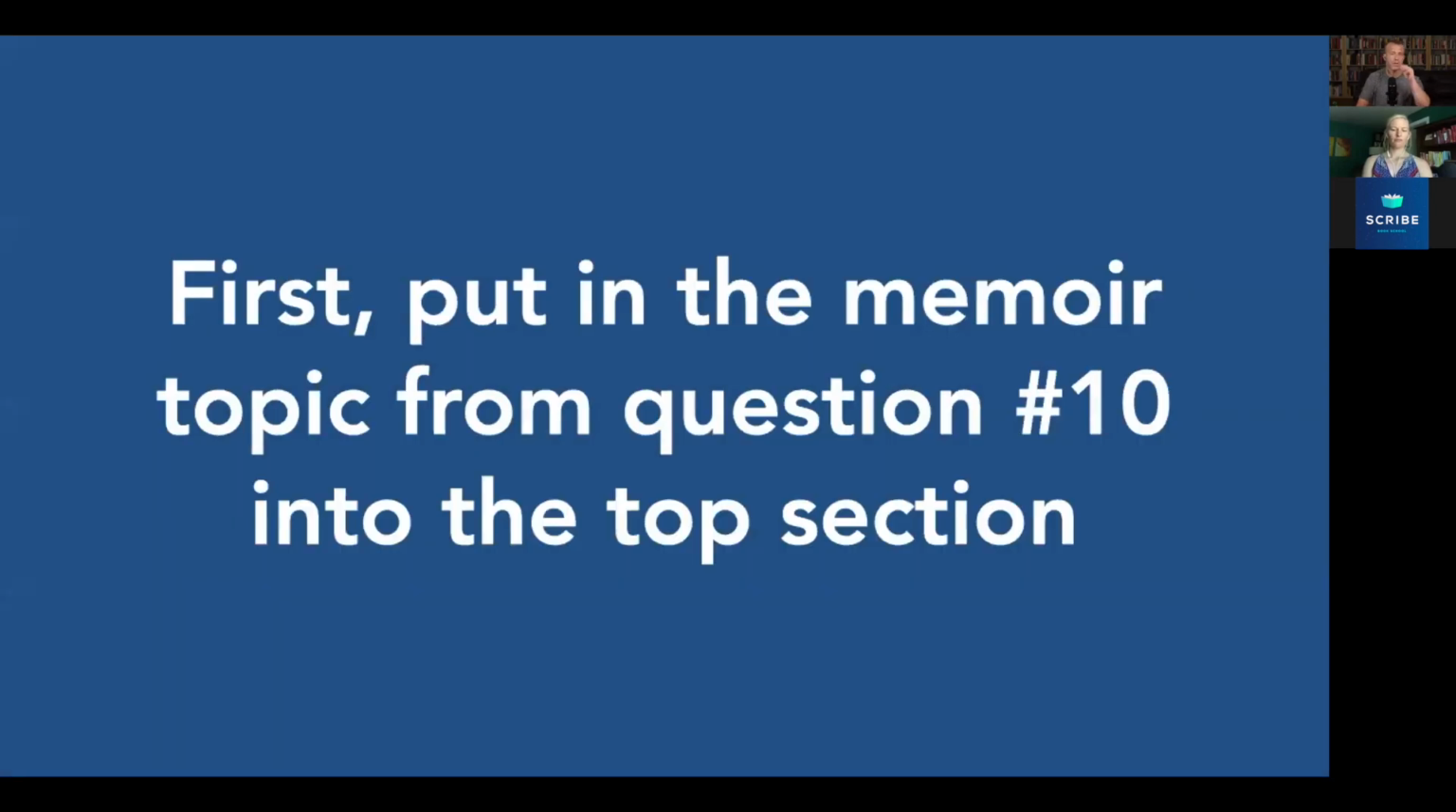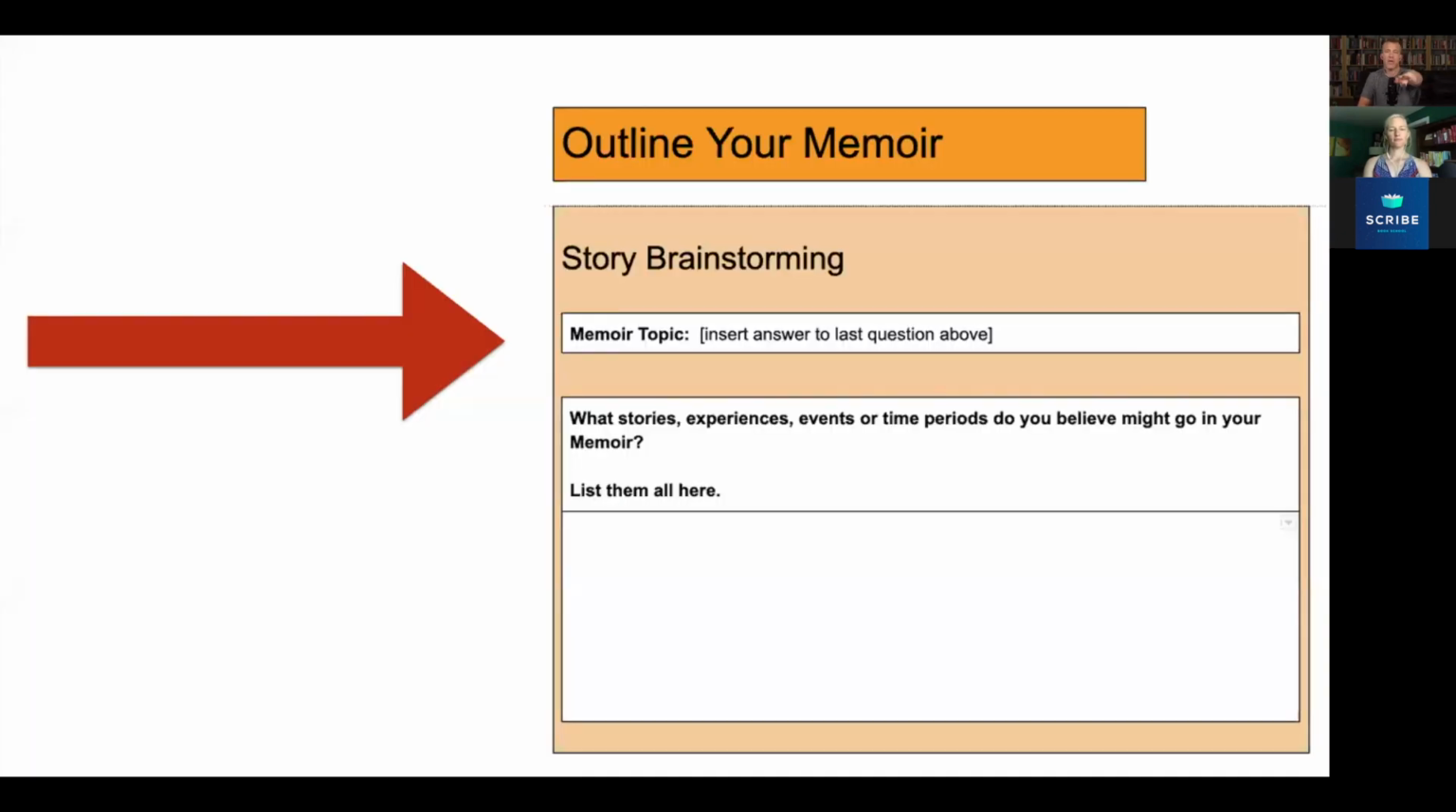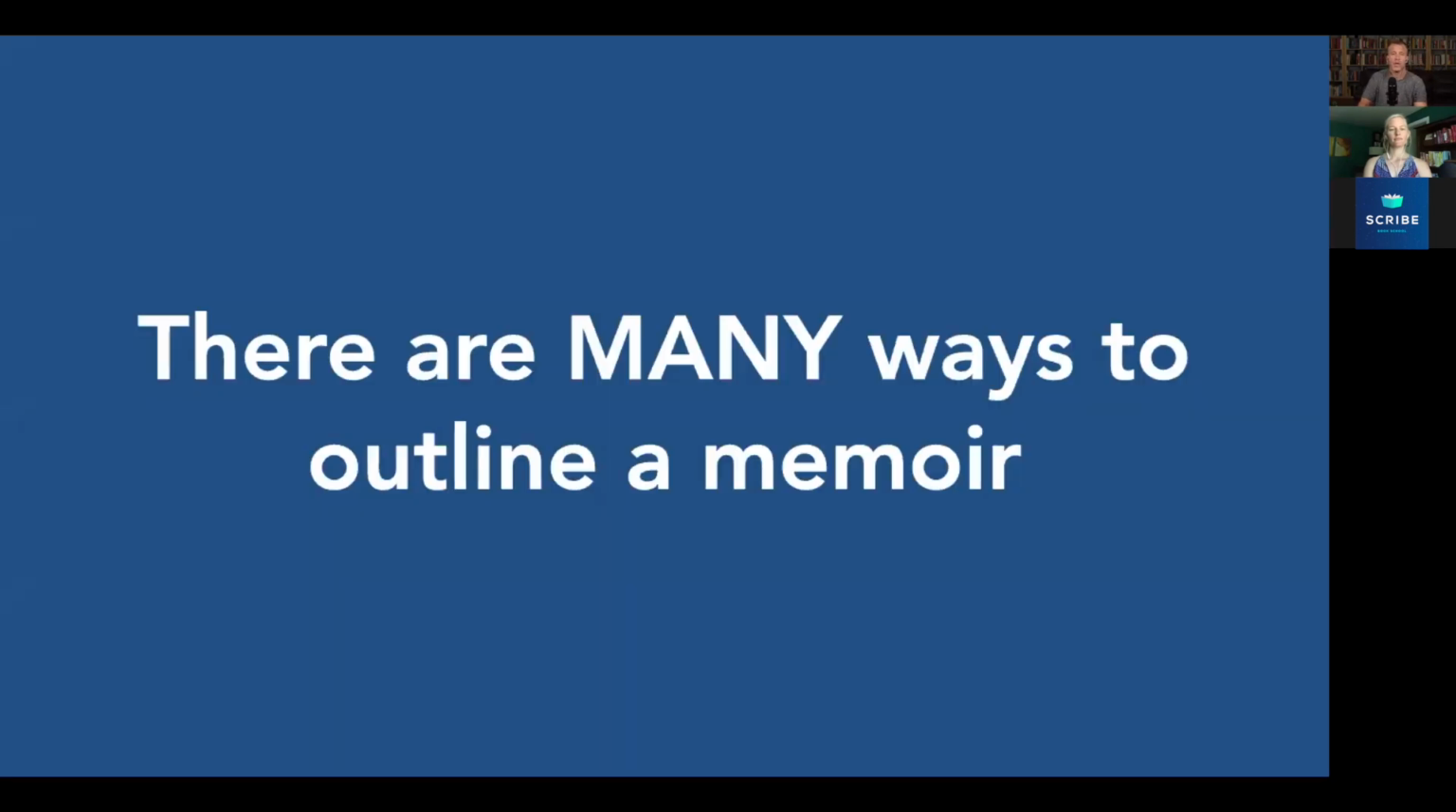All right. First, put the memoir topic from question 10, what you decided your memoir is about, in the top. So scroll down on your outline to the orange section. The memoir topic goes right there. So now let me explain this. This is going to seem a little weird, but this is the best way. It's the way it works.